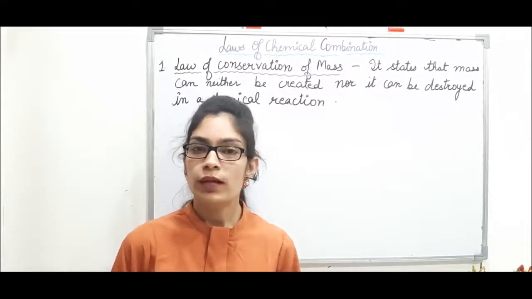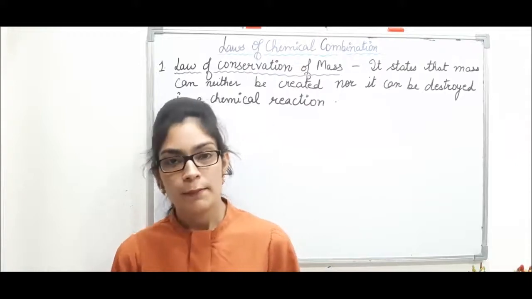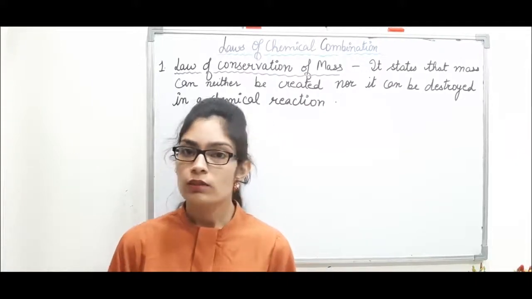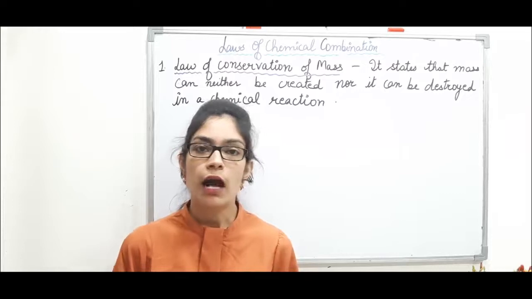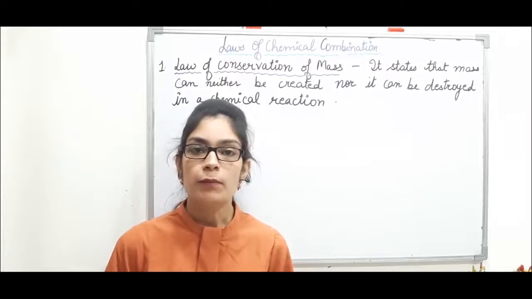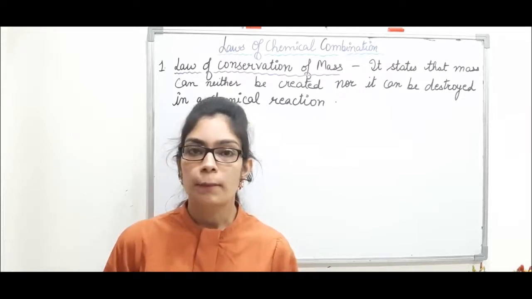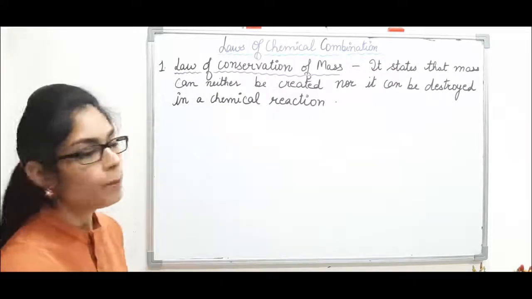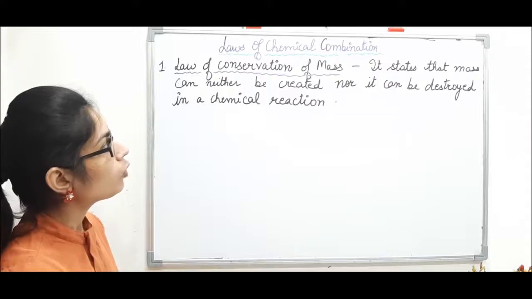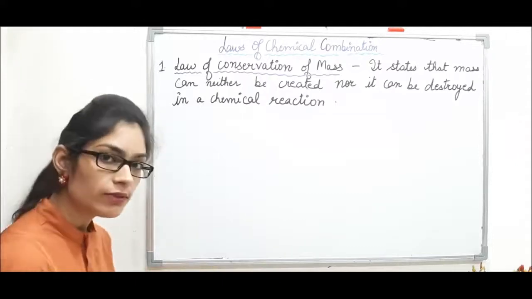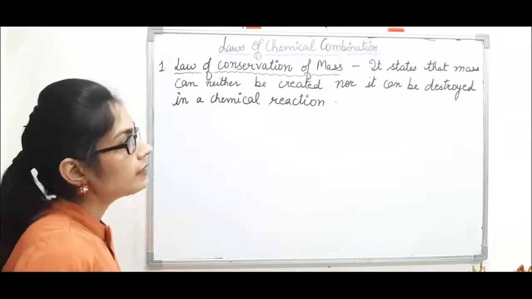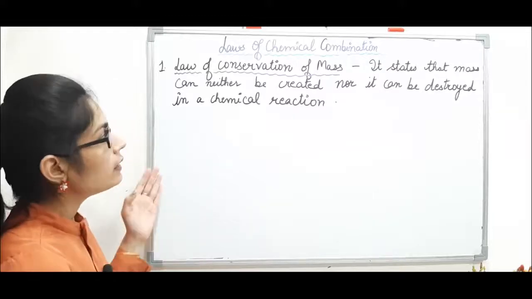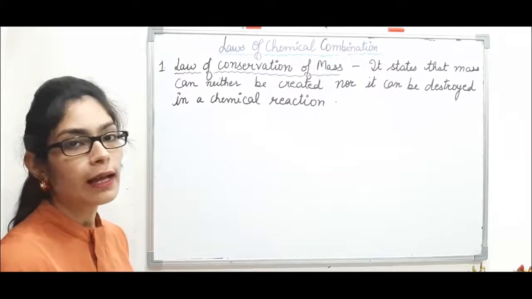In this video, we are going to learn about laws of chemical combinations. In laws of chemical combination, you will learn how different atoms and molecules react or combine in a chemical reaction. So let's start with the first law. The first law of chemical combination is the law of conservation of mass. It states that mass can neither be created nor be destroyed.